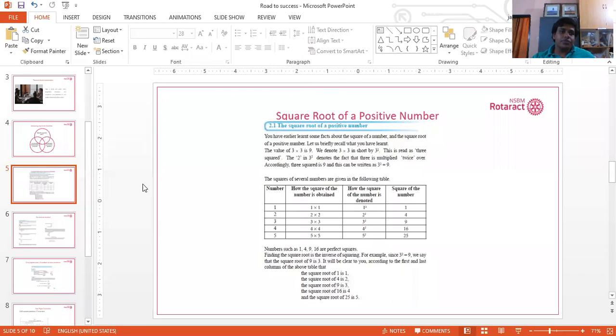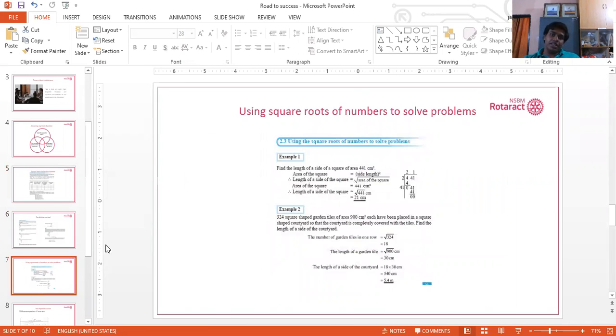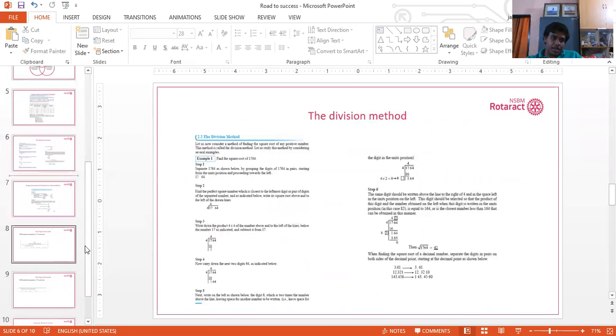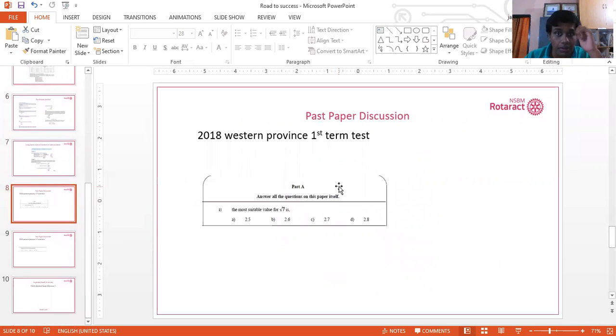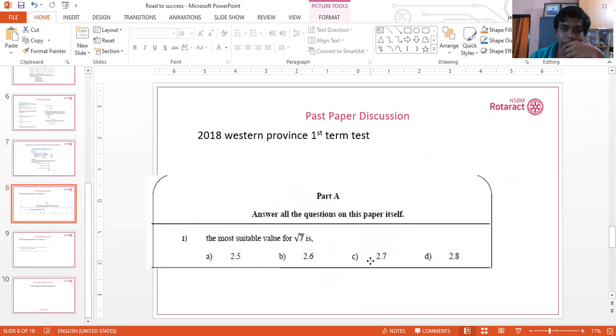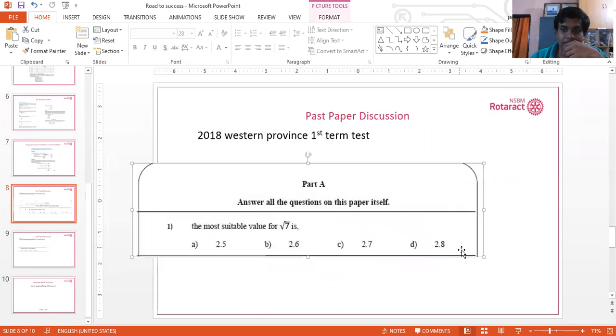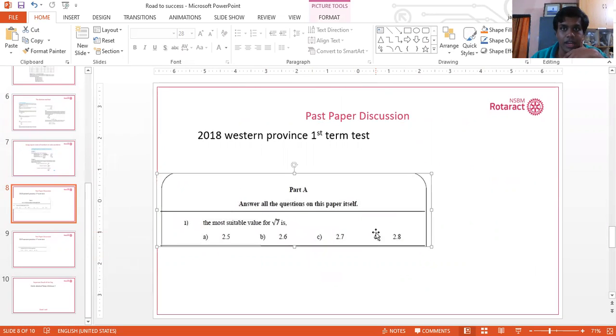Yeah, the final stuff. We have done the square root of a positive number. We have done the division method. We have done the application of it. We have done the 2018 Western Province first term test part A question. What are they asking for? The most suitable value for root 7. What is the most suitable value for root 7?